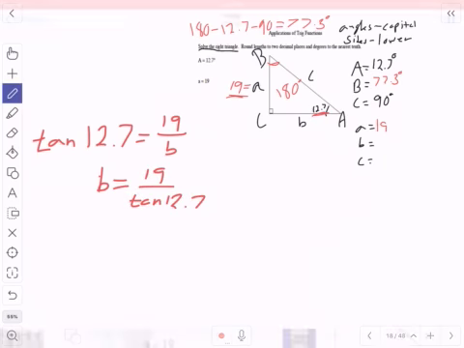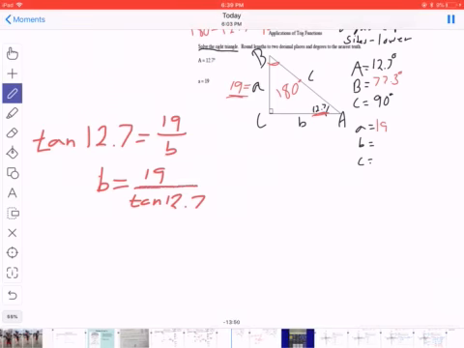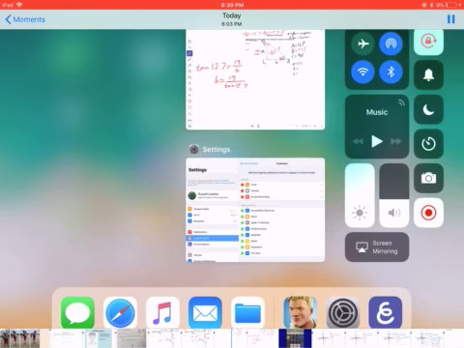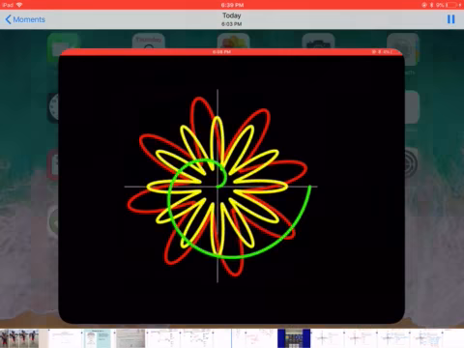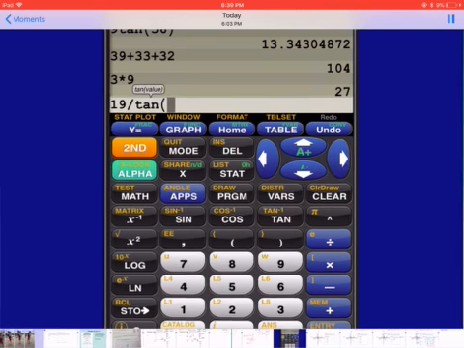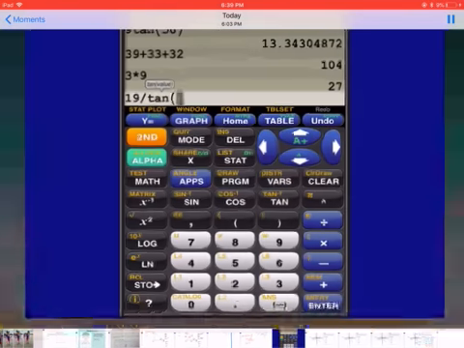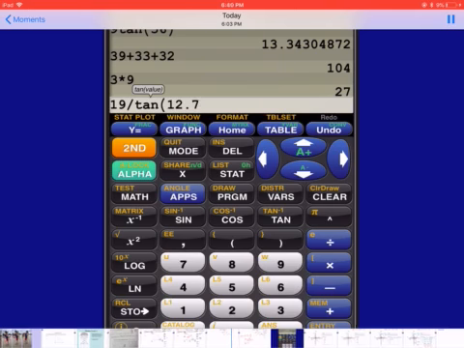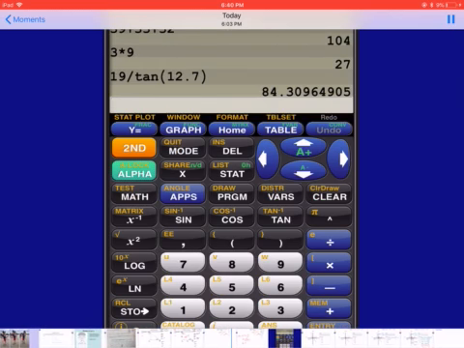Well, I'm going to write here real quick. Oh, no, I can't write because it's a video, so I'm going to let that be. But essentially, you're multiplying both sides by b and then dividing both sides by tangent of 12.7. So when you do that in your calculator, you'll do 19 divided by tangent of 12.7. Make sure that your calculator is in degree mode, because otherwise this will not work.